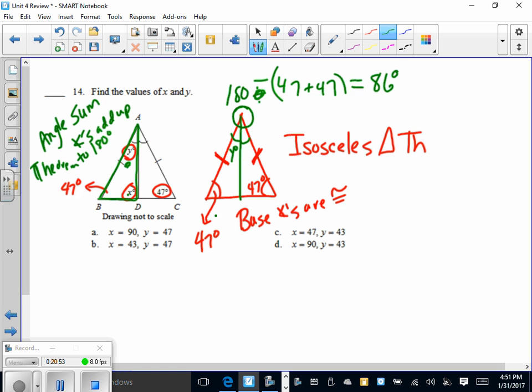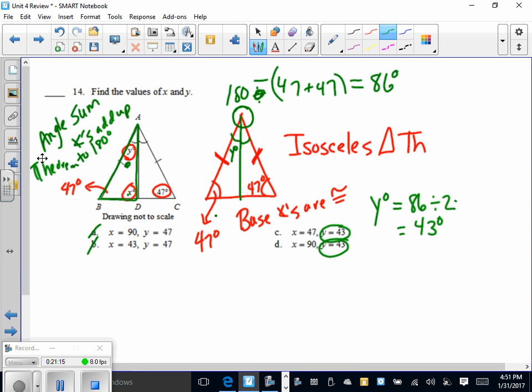Well, to get y degrees is half of that. So y is 86 divided by 2, which is 43 degrees. Okay, so y is 43, so it's either of these two right here. So we can eliminate A and B.